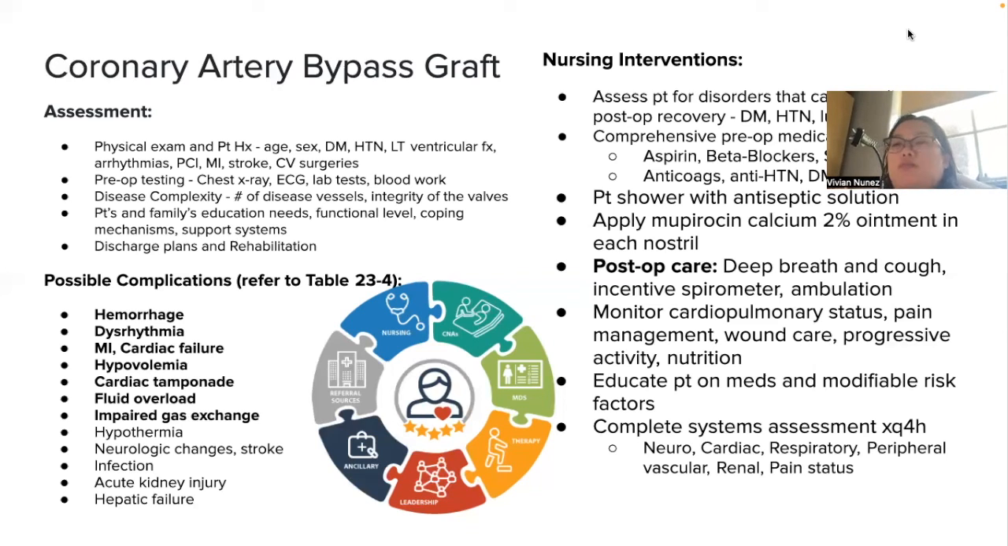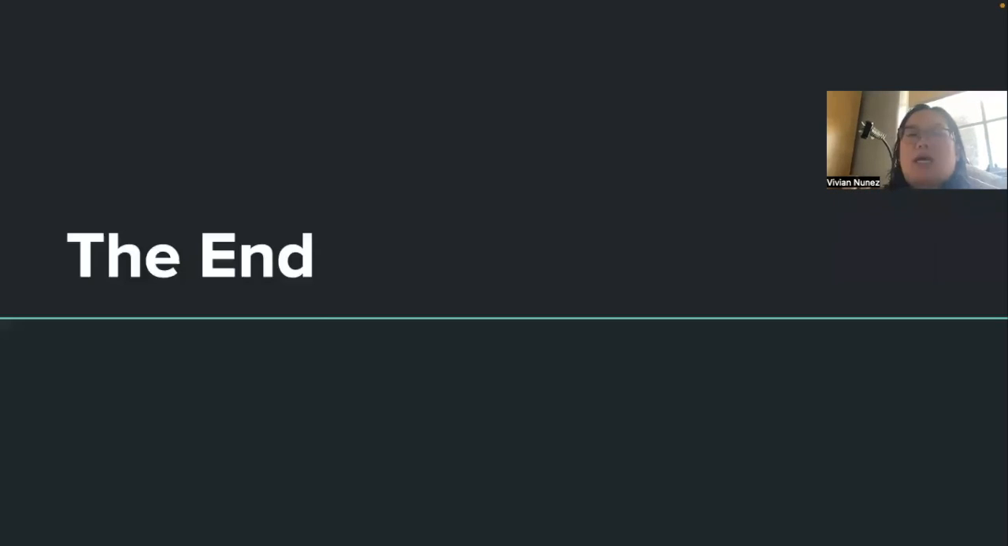We'll be promoting patients to do respiratory care like deep breathing and coughing, the incentive spirometer, and also ambulate. We'll also be doing pain management, wound care, and infection control, also tracking the progress of their activity and giving them proper nutrition for their recovery. We also need to educate patients on their medications and modifiable risk factors. And every 4 hours, we'll be doing a complete systems assessment that will involve neuro, cardio, respiratory, peripheral vascular, renal, and pain status checks.